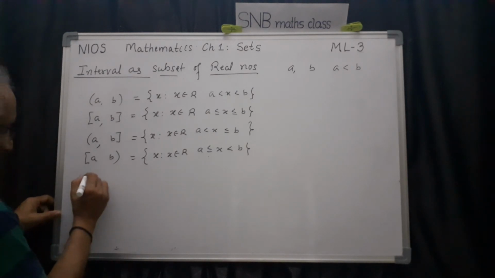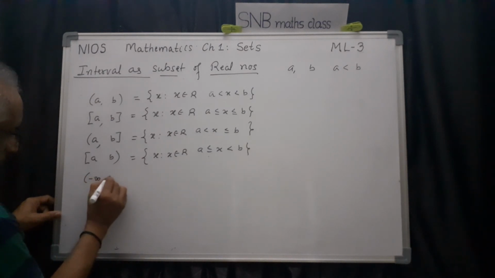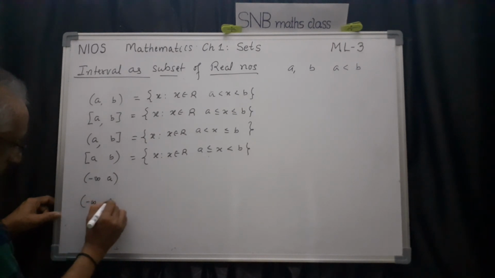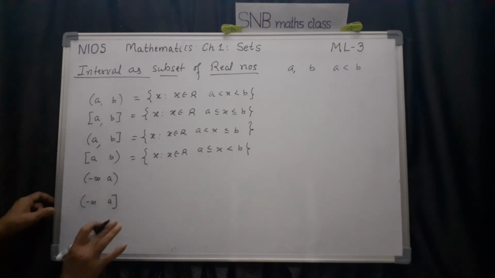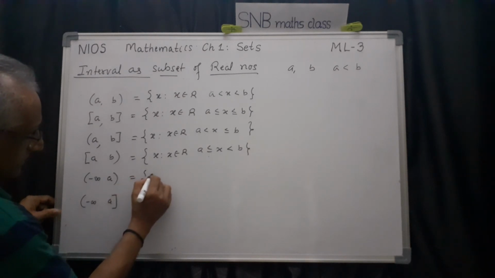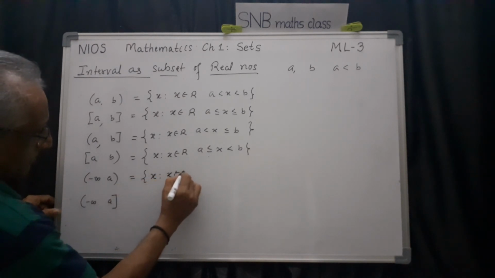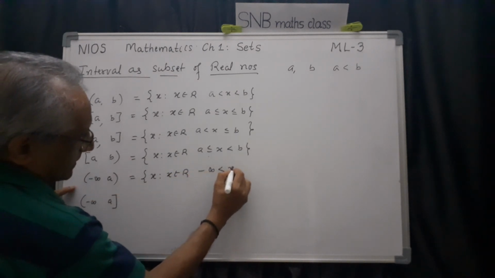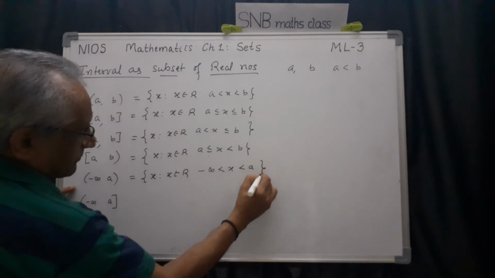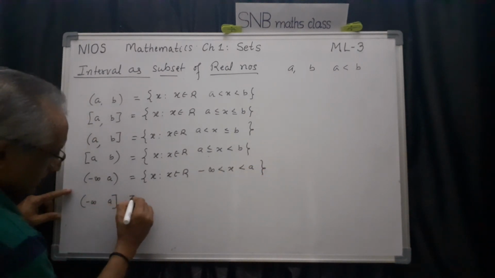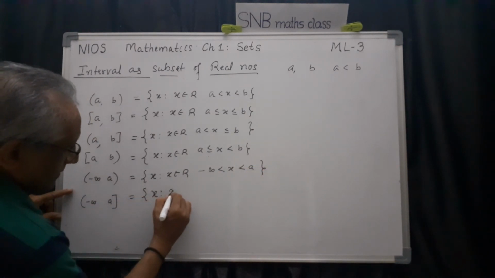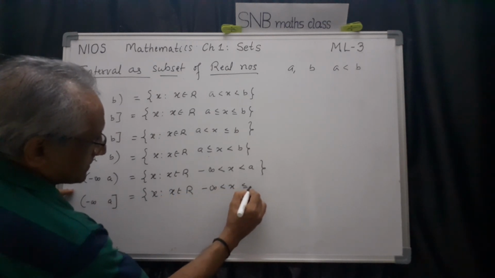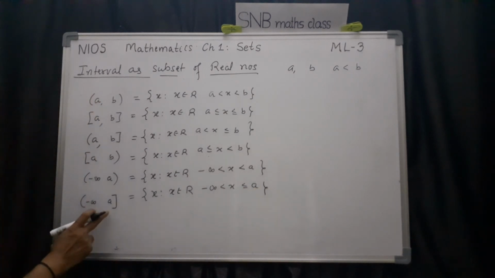Four more are there. One is minus infinity to A. Here another one is minus infinity to A. One is closed, one is open. So here what you have to write is x such that x belongs to R, and here you have to write minus infinity less than x less than A, strict inequality because open interval. Same thing here, x such that x belongs to R, minus infinity less than x less than or equal to A, because closed.